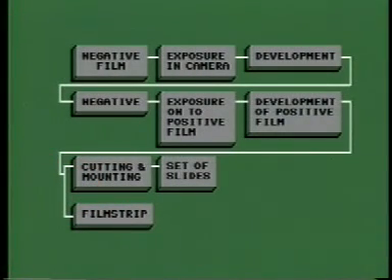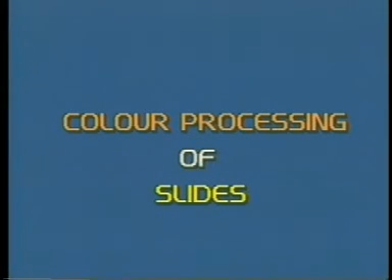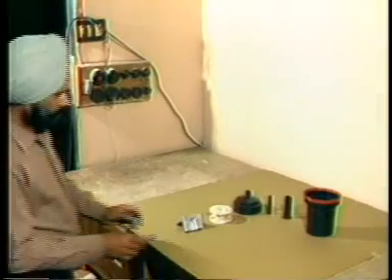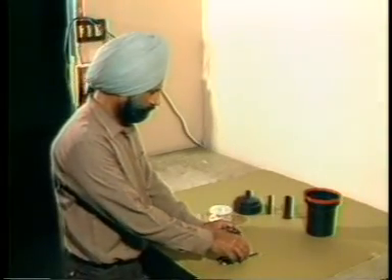For black and white slides and film strips, we start with the negative film, which is exposed in camera and developed in the dark room. The negative is then ready, which is exposed on the positive film. Positive is developed and on cutting and mounting, we get a series of slides, otherwise film strips. Now let us study the processing of color slides and film strips.